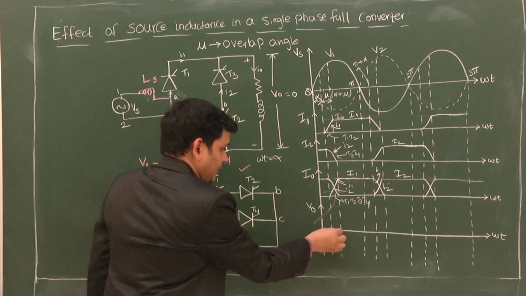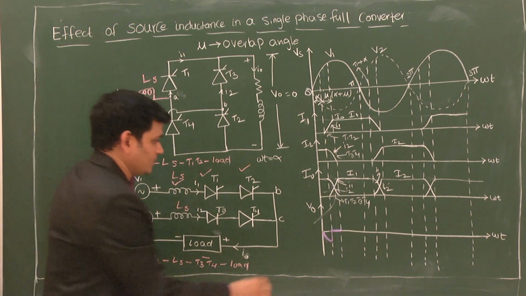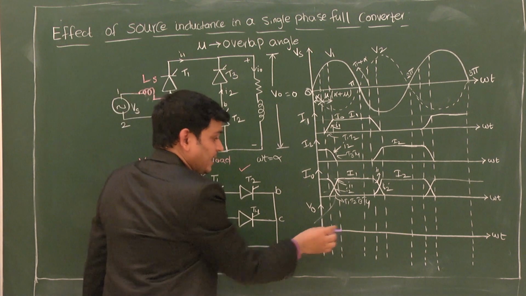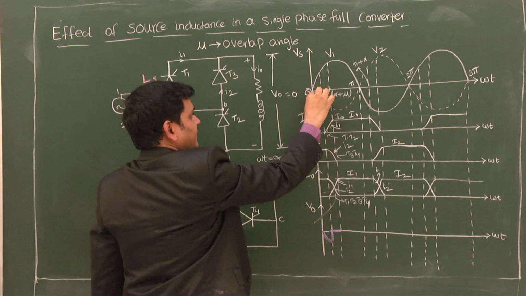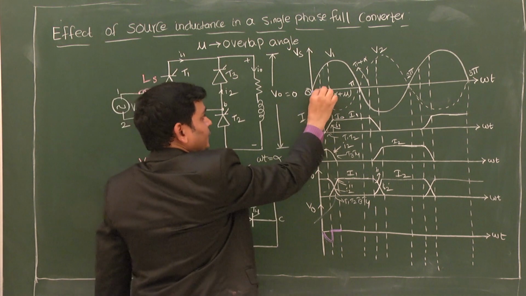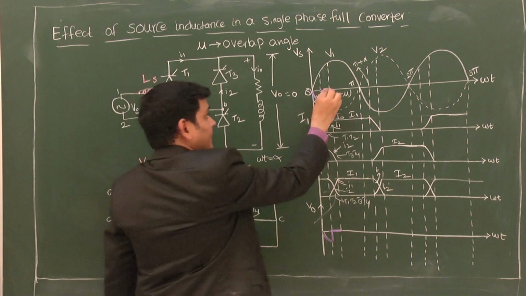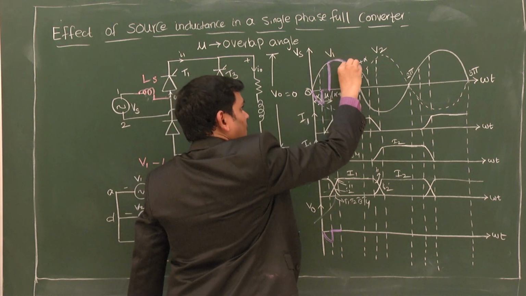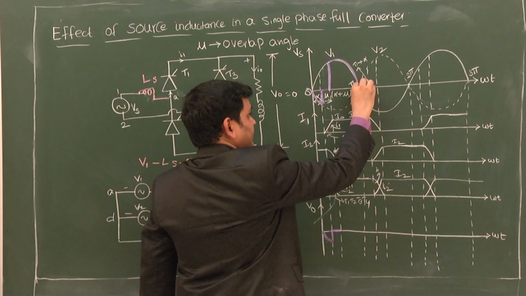During the overlap angle, the output voltage is 0. T3 and T4 are conducting here, and this is the overlap angle. You can trace this voltage. During mu, there is no output voltage, and then T1 and T2 start conducting. This is my output voltage.